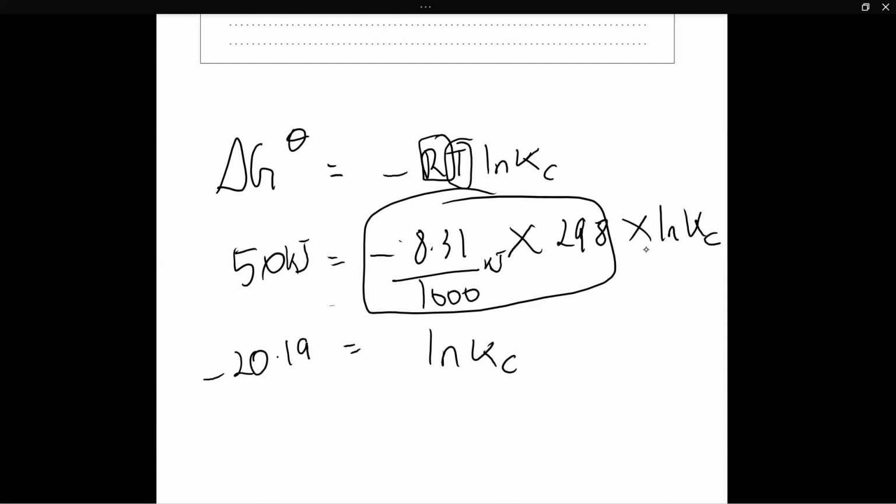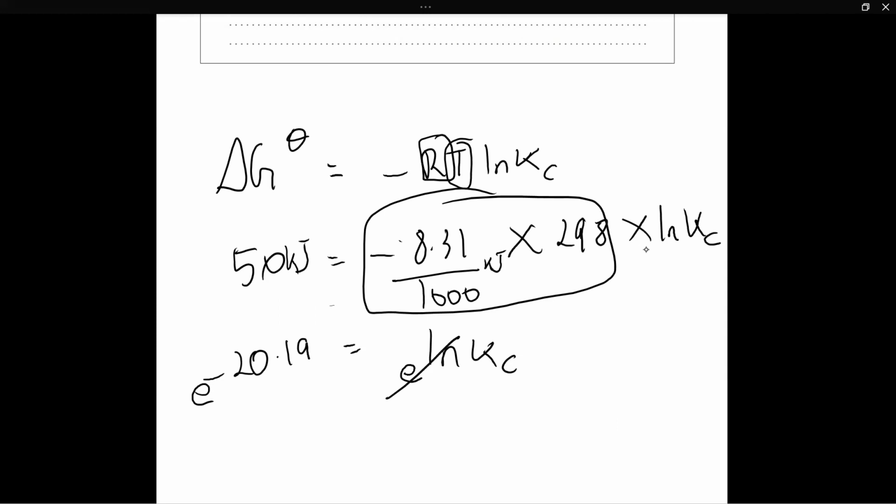All you have to do is raise both sides, or you have to take e, which is this letter over here, you'll see it in your calculator, and you have to do e to the power of whatever number you got on this side. In this case, it's negative 20.19. And you have to do the same on the other side: e to the power of ln of Kc. Now, e to the power of ln is basically just equal to 1. So that's why this cancels out.